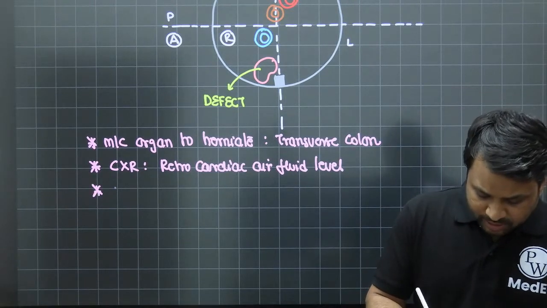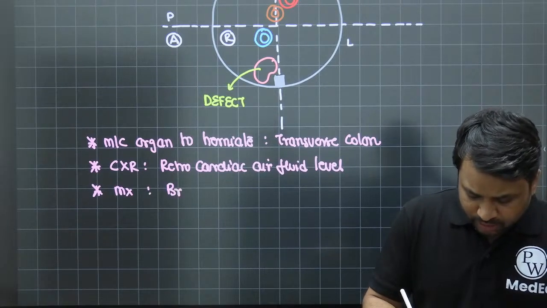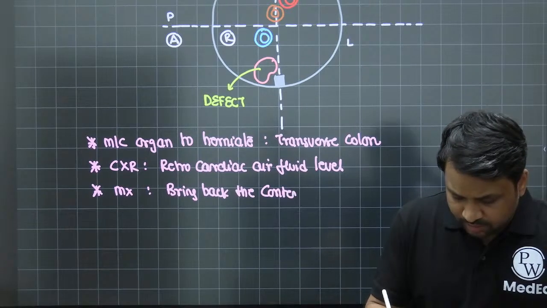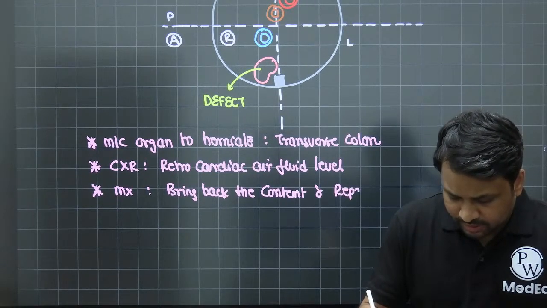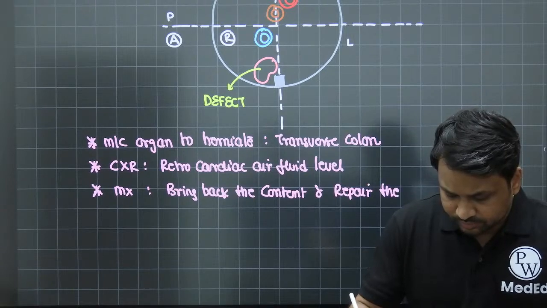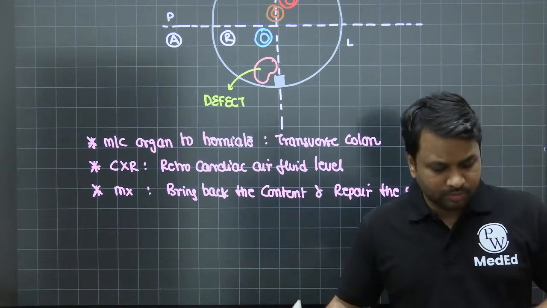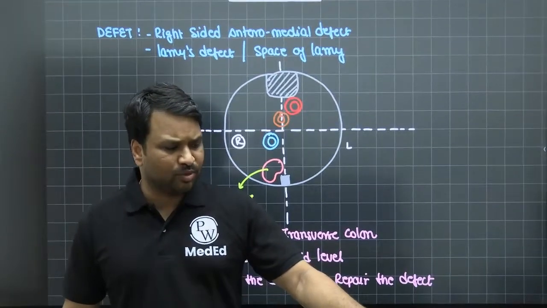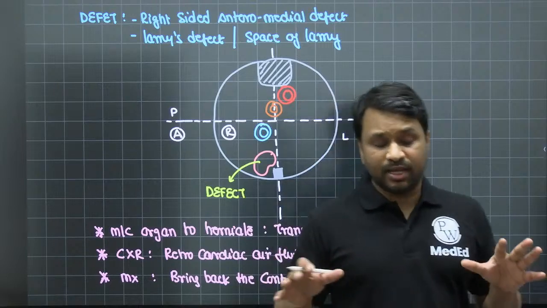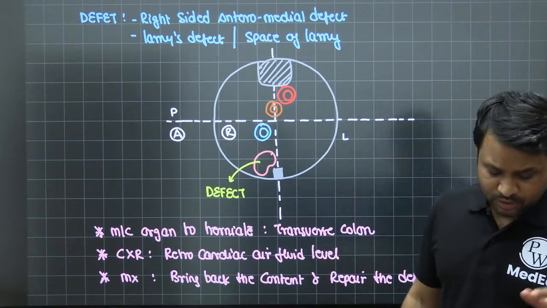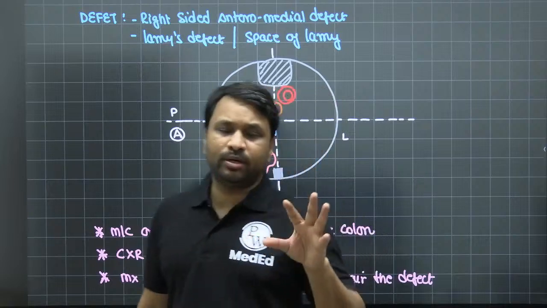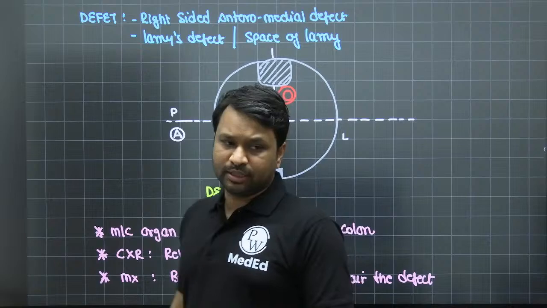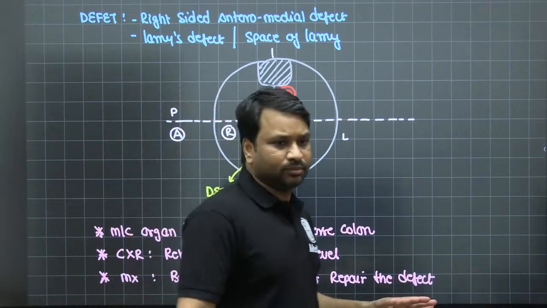The management remains the same. The management is going to be to bring back the content and repair the defect, right? So this is with respect to Morgagni. So for Morgagni, you just need to remember where the defect is. In Bochdalek, we should know where the defect is going to lie, right? So the two common components of congenital diaphragmatic hernia that we should know are your Bochdalek hernia and your Morgagni's, right?